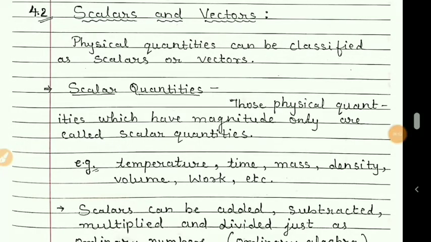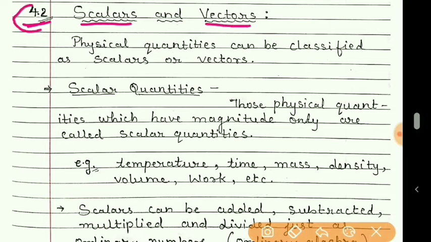Now next topic is about scalars and vectors. Topic number 4.2. Now students, what are scalar quantities? Scalar quantities are those physical quantities which have only magnitude but do not have any direction. Means directions are not related to such physical quantities.